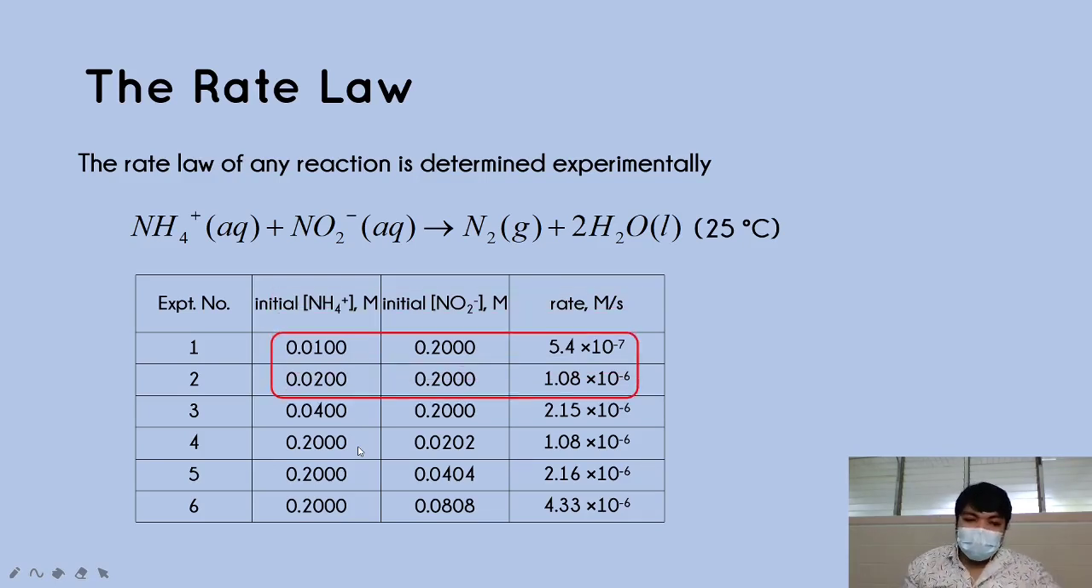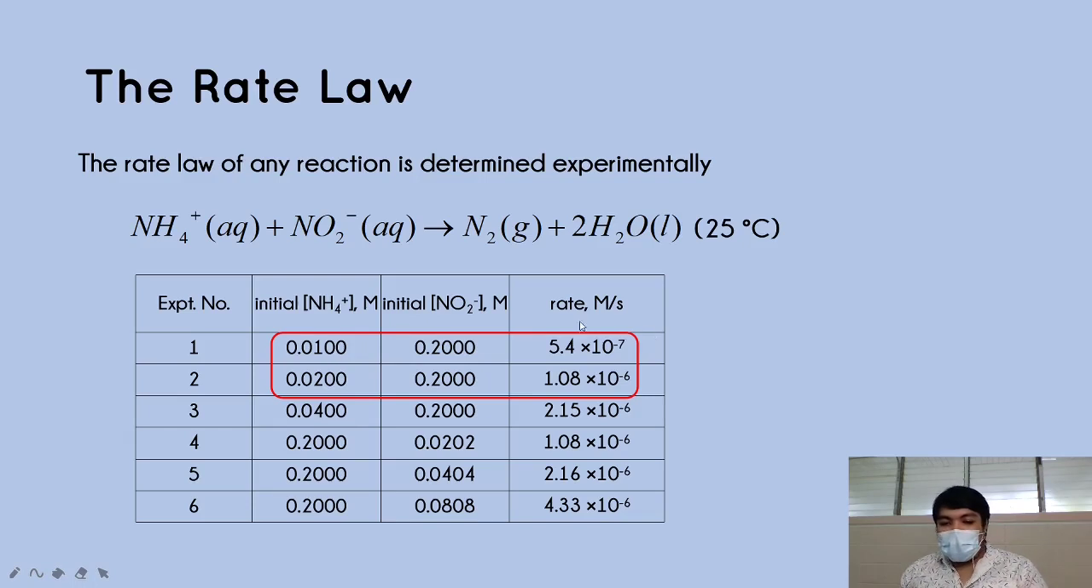Now if you notice, from experiment 1 to experiment 2, the initial concentration of your ammonium cation was increased from 0.0100 to 0.0200. So that means you doubled the initial concentration of your ammonium cation.